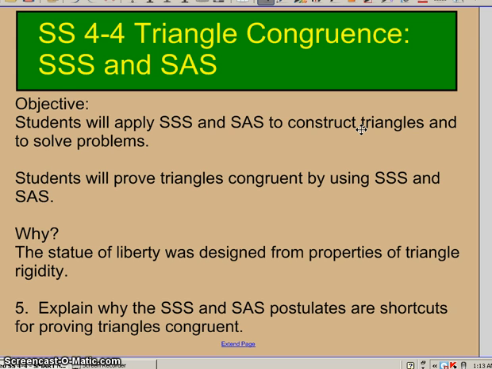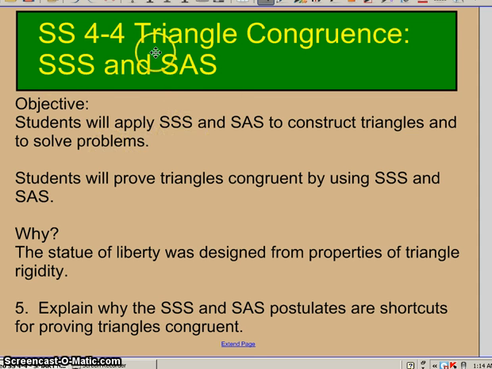This is Mr. Lane again for section 4.4, triangle congruence, which is over side, side, side, and side, angle, side. Remember in the last lesson we had 6 different parts of the triangle that we had to show congruent in order to show that the triangles themselves were congruent. Well, in this it's going to shorten it up a little bit, and we're going to have 2 different ways then to show that triangles are congruent without having to show all 6 things.